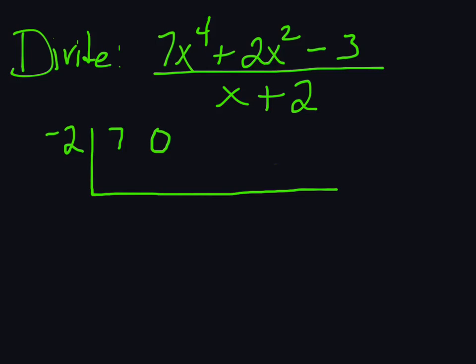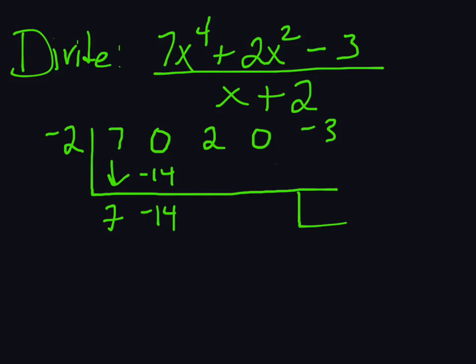If we run into that, we have to make sure we put 0 in, otherwise we're going to get it incorrect. Then we have a 2, so I'll put 2 in. Then there's no x term, so I'll just put a 0, and then a negative 3. And then below my last number, I put a little box. So again, take down my 7. Negative 2 times 7, negative 14. 0 plus negative 14 is negative 14.